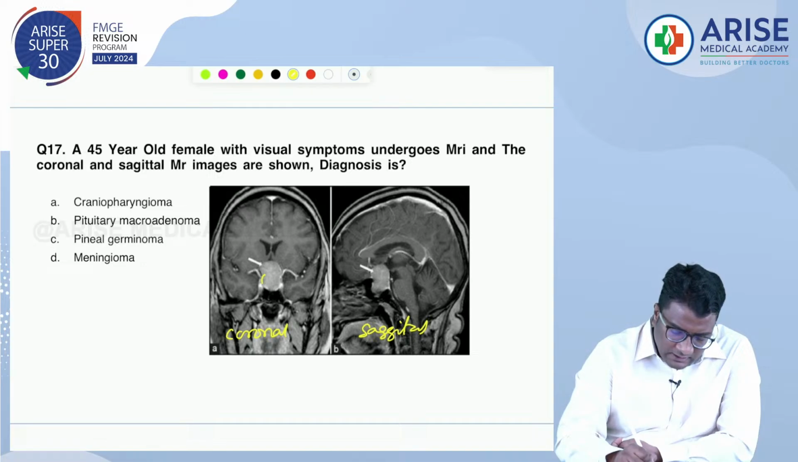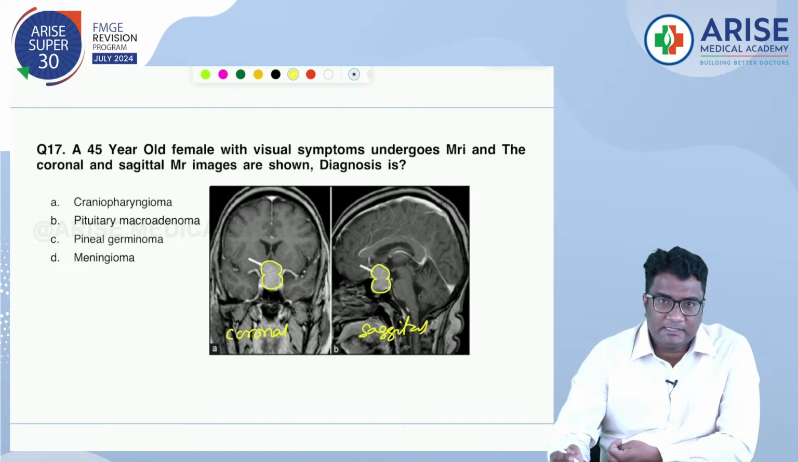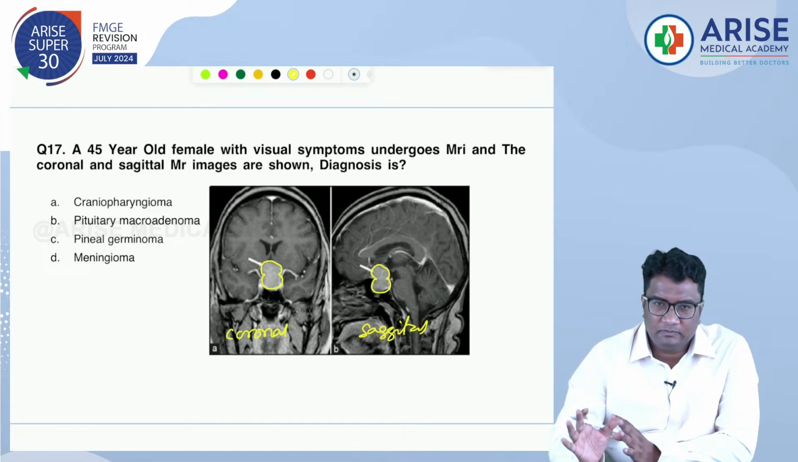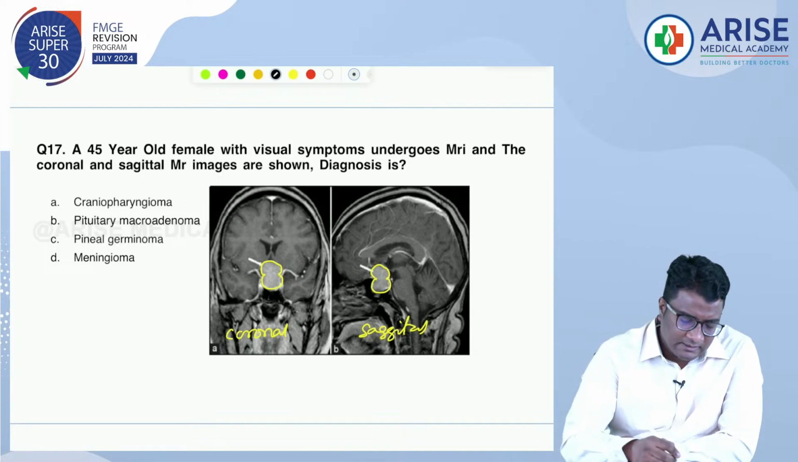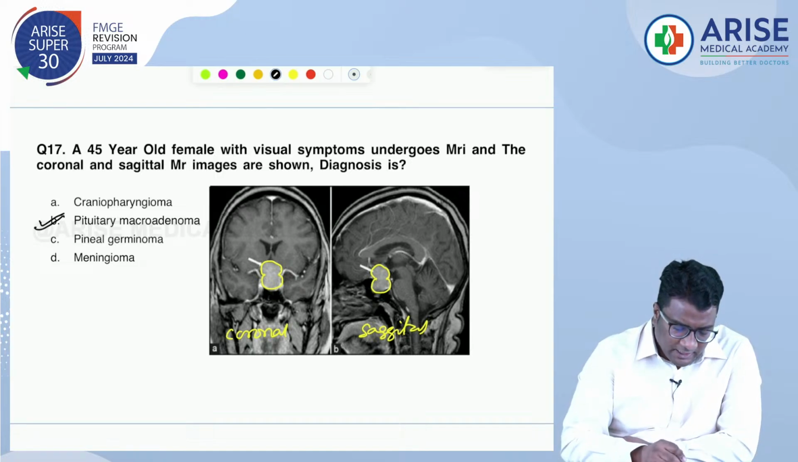You are seeing a lesion in the region of the pituitary gland, and it is showing a figure of 8 appearance at the sella. It's purely solid, no calcification, no cystic areas, right? This is pituitary macroadenoma, and pituitary macroadenomas compress the optic chiasma.